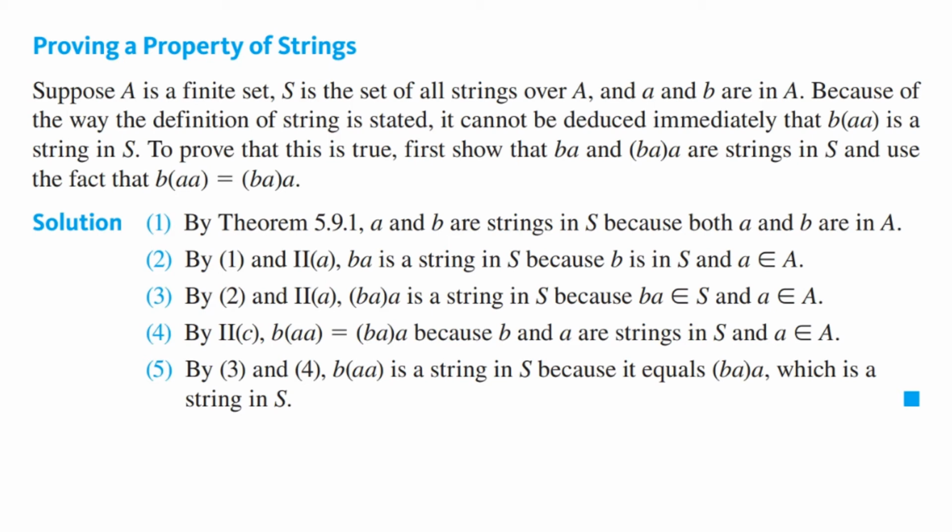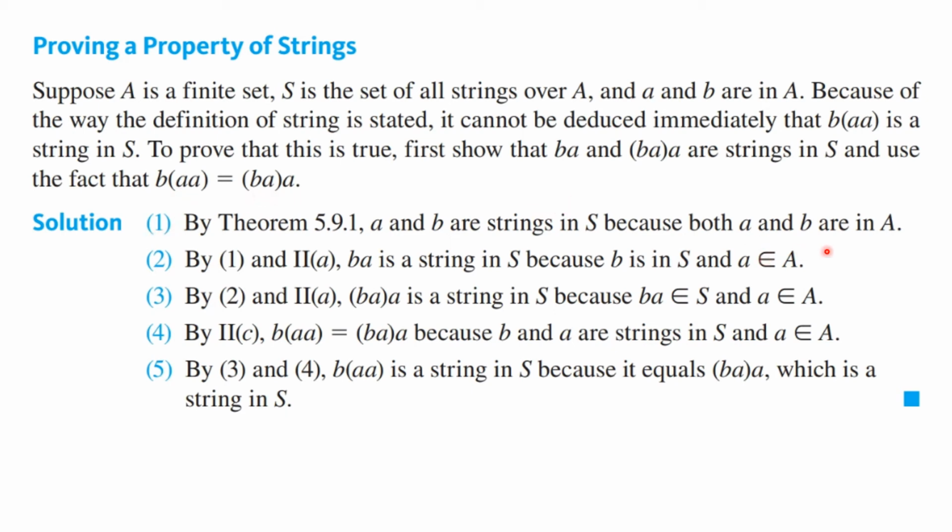You can also use recursion to prove a property of strings. Suppose A is a finite set, S is the set of all strings over A, and a and b are in capital A. Because of the way the definition of string was stated, it cannot be deduced immediately that b(aa) is a string in S, but we can prove it by recursion, because first we show that ba and (ba)a are strings in S, and then use the fact that b(aa) is the same as (ba)a.